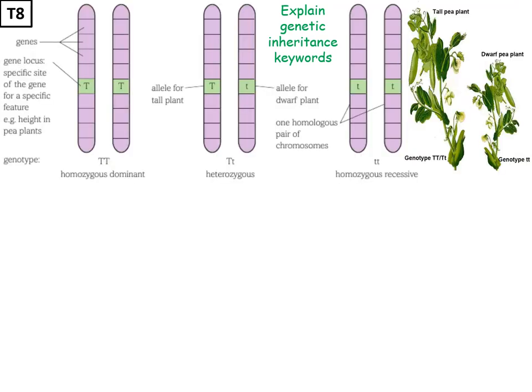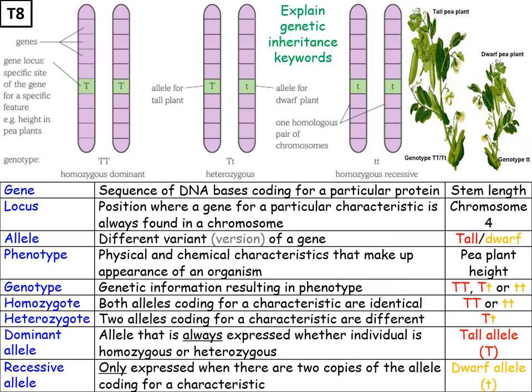So we're going to explain genetic inheritance keywords. And so we can use this diagram when we're looking at the height of pea plants, which was studied by Mendel. And we've got lots of keywords here. So first of all, we've got a gene. A gene is just a sequence of DNA bases that codes for a particular protein. So we know that from protein synthesis. In this case, we're talking about the stem length gene.